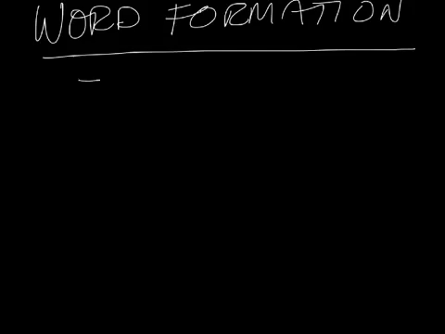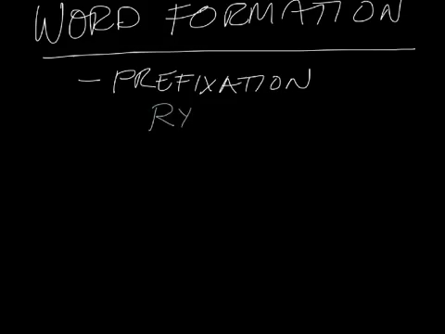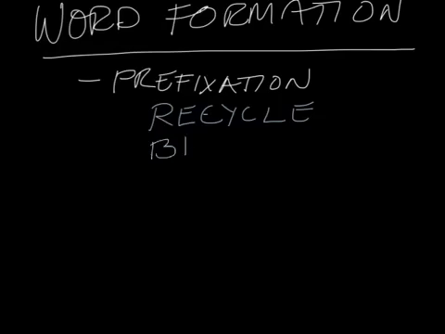Either it's by using something called prefixation, which is a process where smaller prefixes are added to the beginning of a word. So, for example, the word recycle. By exchanging the prefix re with another prefix, instead of re, we use the prefix bi. That way we have an entirely new word, bicycle, instead of recycle. That's prefixation.